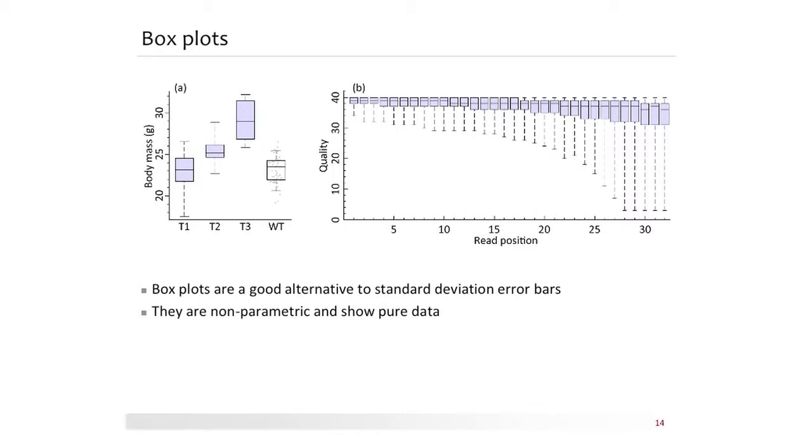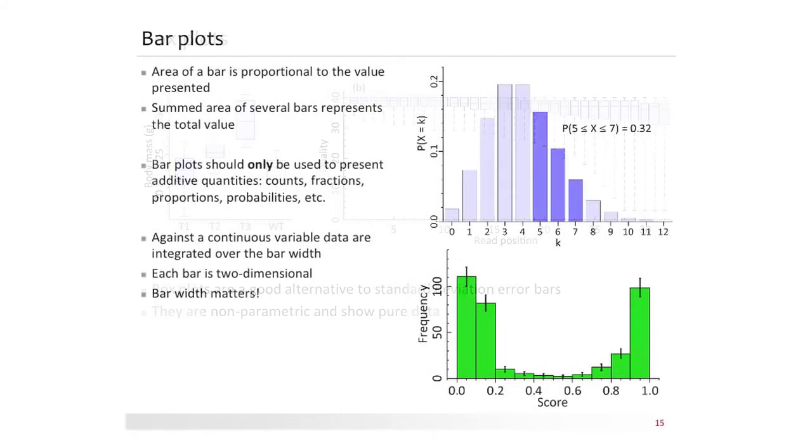And this is an easy way of presenting lots of data points. Each box plot here contains millions of data points. So in one graph, you can really show a lot of data. Now, bar plots, right, the bane of my life.